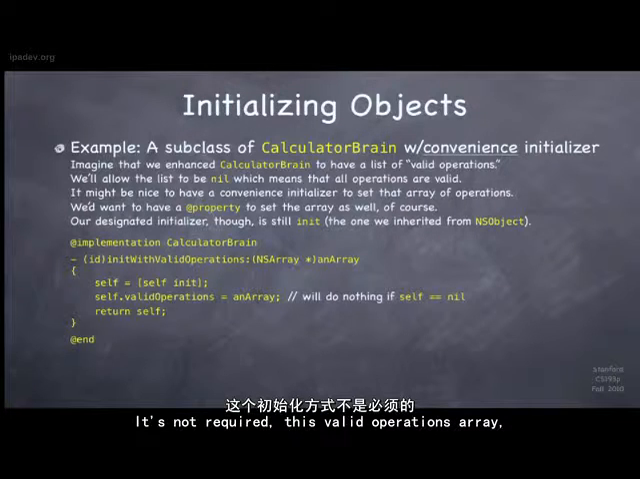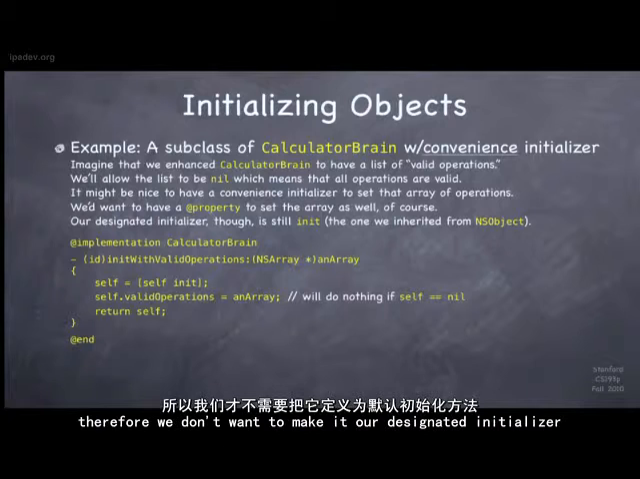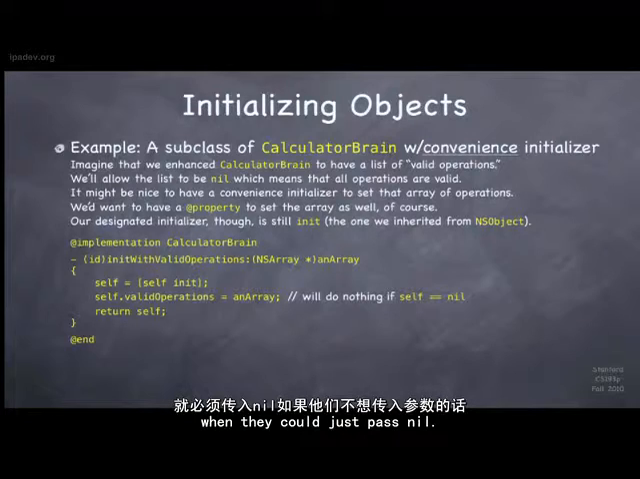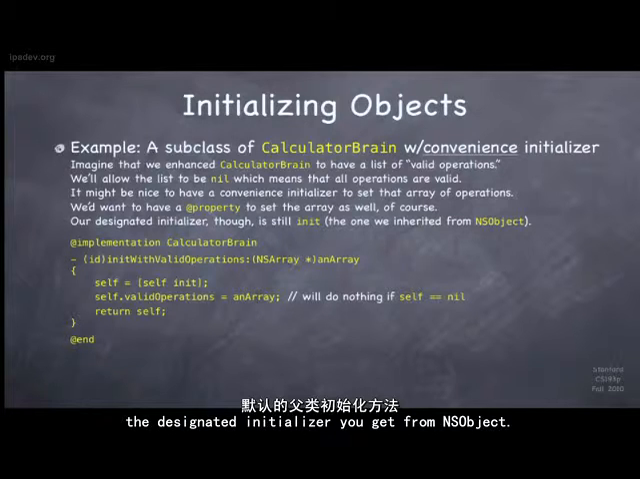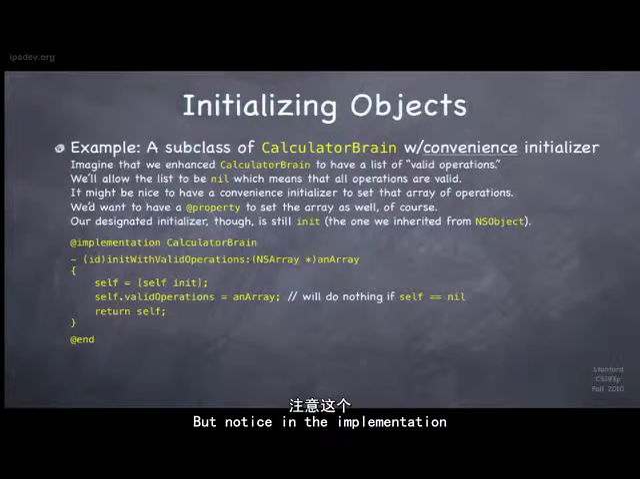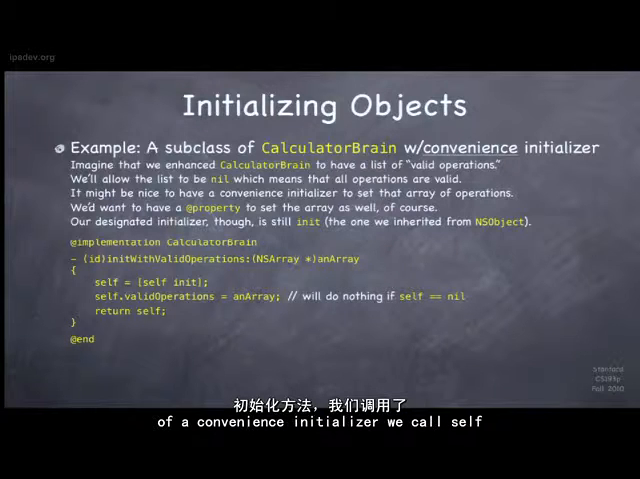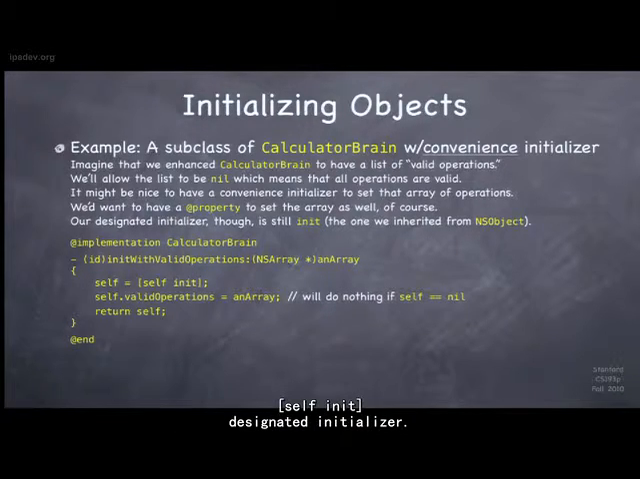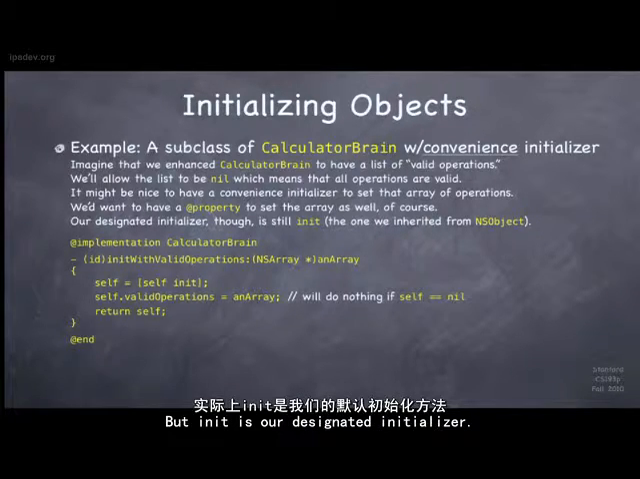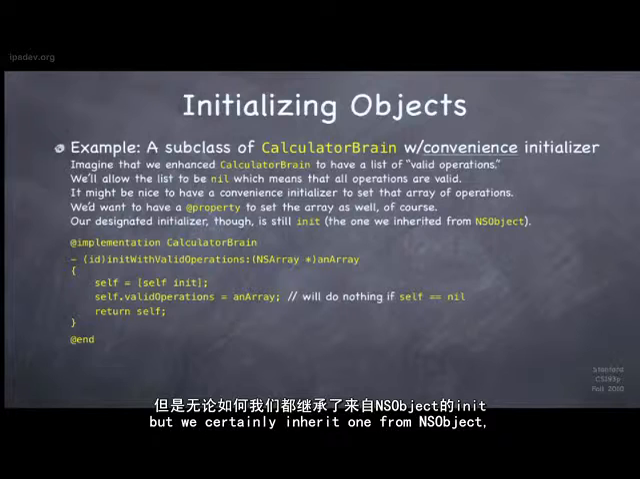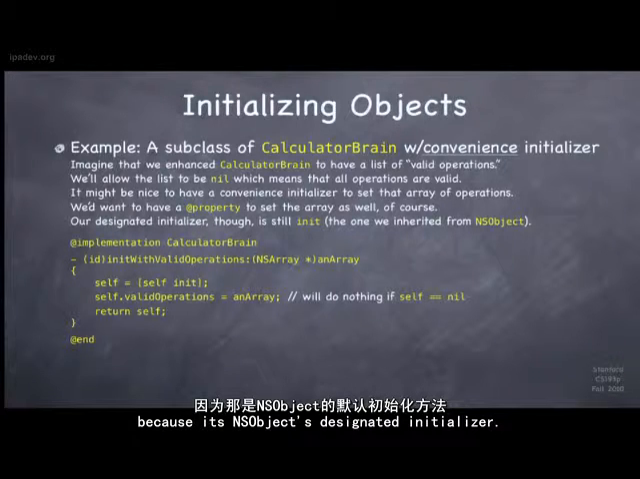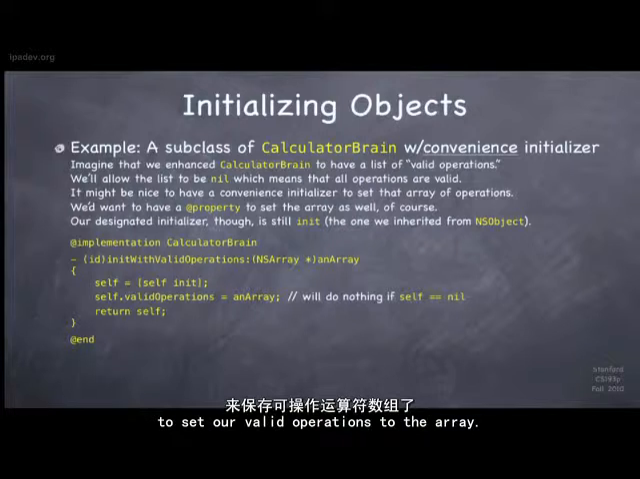It's not required, this valid operations array. Therefore, we don't want to make it our designated initializer, because then we're forcing people to call this when they could just pass nil. If that's what you want, let them call init, the designated initializer you get from NSObject. But notice in the implementation of a convenience initializer, we call self designated initializer. You see that? self = [self init]. Kind of weird. But init is our designated initializer. Now, we may or may not have an implementation of init, but we certainly inherit one from NSObject because it's NSObject's designated initializer. Right?